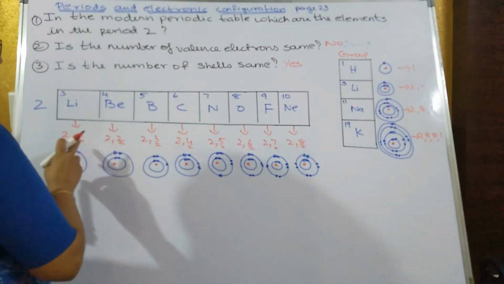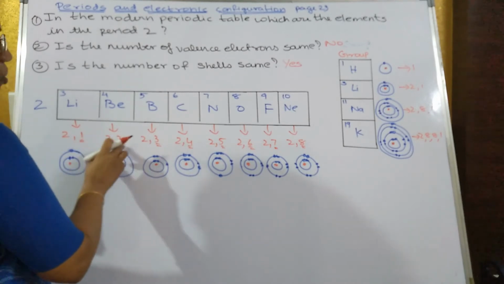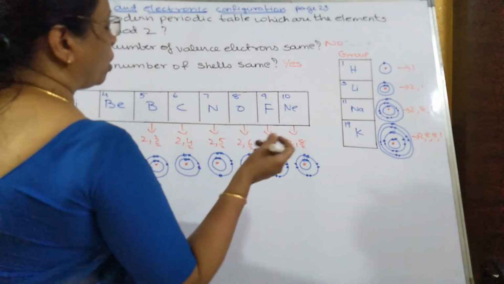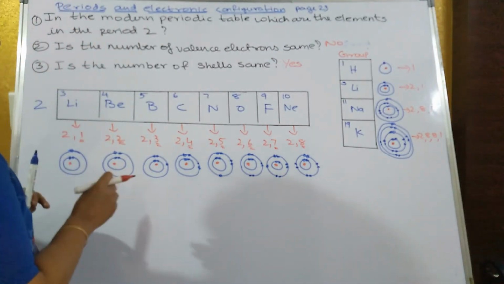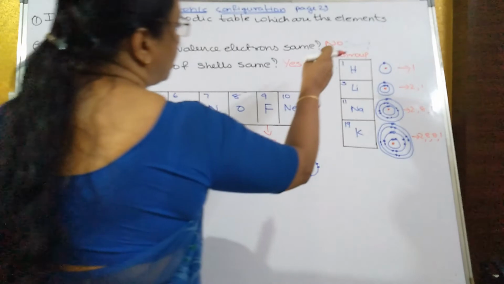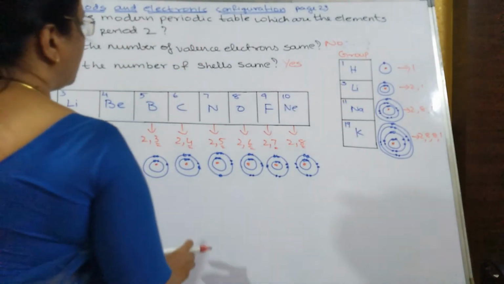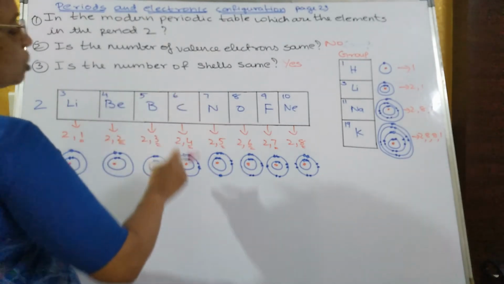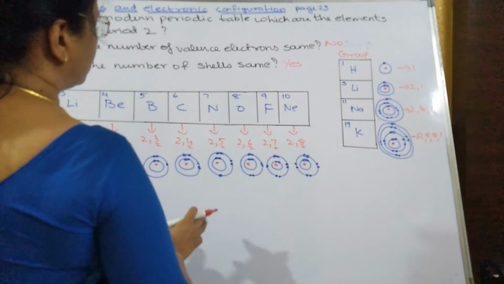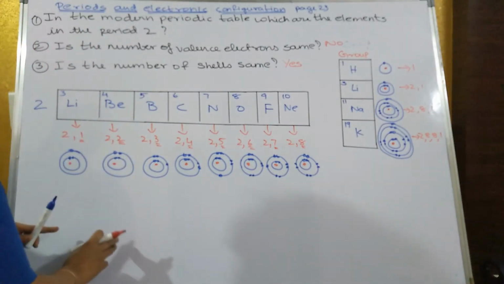Is the number of valence electrons same? No, the valence electrons are all different. It is going one after the other serially, 1, 2, 3, 4. So it is going on increasing one at a time. The number of valence electrons is going on increasing one at a time. Now what is a characteristic of a period? The number of valence electrons is not same, but the number of shells is same. So the number of shells is same and the number of valence electrons is not same in a period.